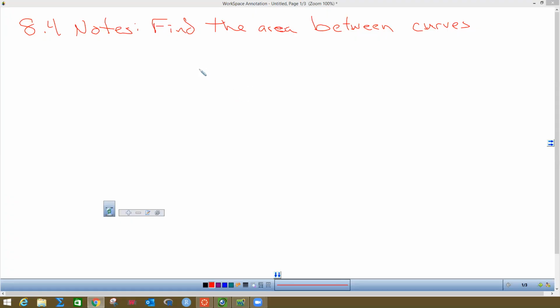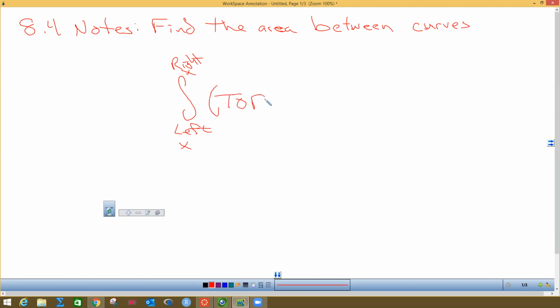All right, we're going to do the 8-4 notes now. This is finding the area between two curves. So when you do an integral where you've got a curve above and below, this is the left x value to the right x value, and then it's going to be the top function minus the bottom function.